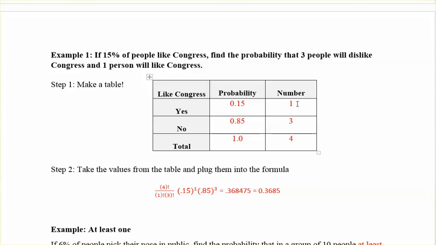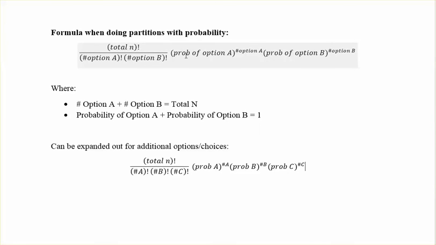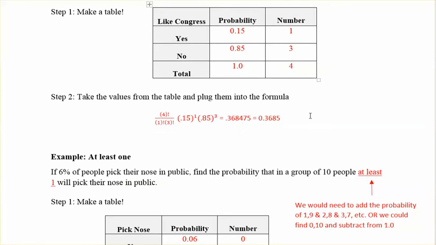So then we take that and plug it into this big ugly formula. We get our total n, which is 4 factorial, over 1 factorial and then 3 factorial. We then multiply that by the probability of yes raised to the number of yes, which is 1, times the probability of no raised to the number of no's, which is 3. So that's where those numbers come from.